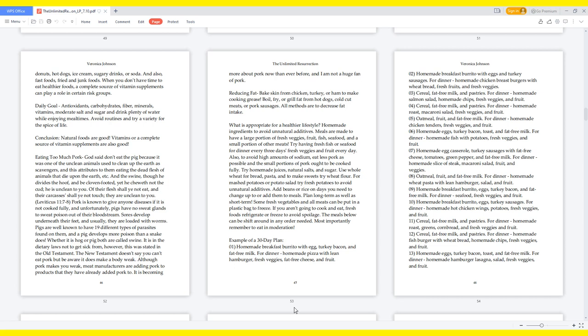Conclusion: natural foods are good. Vitamins or a complete source of vitamin supplements are also good.